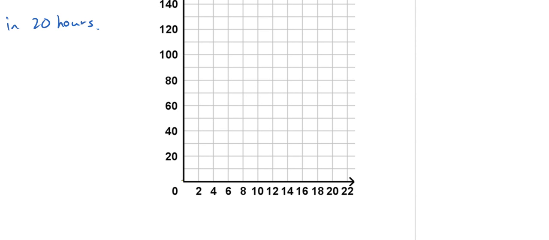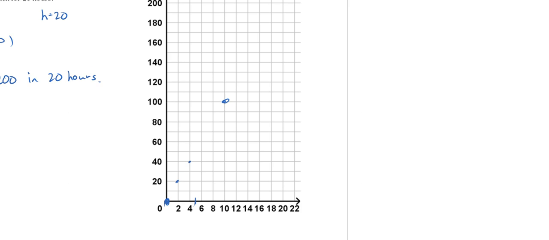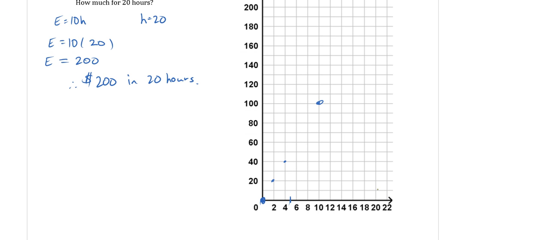So I'm at 0, 0. Like I can't do 5, but I could do 10. At 10, it was 100. At 2, it was 20. At 4, it's 40 because it's $10 per hour. Like I can just work it out. I don't have to worry about how the scales match or don't match. And at 20, we already did this. It's 200. Always draw a nice, whoops, straight line.